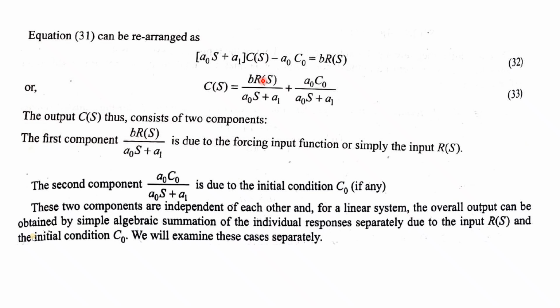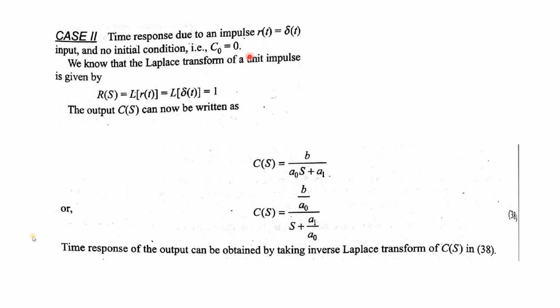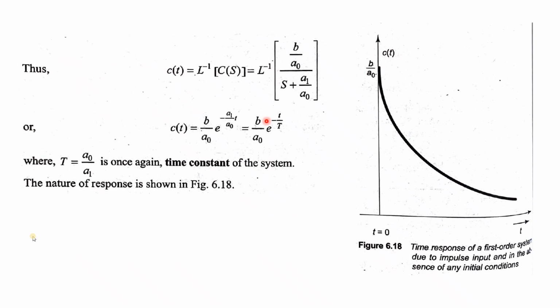In this case, it is told that the input is impulse. So that means R(s) becomes 1, input is impulse function, and initial condition is 0. So only C(s) will be B by (A0 s plus A1). So initial condition is 0, impulse is the input, so it is B by (A0 s plus A1). You have to represent it in the form of a first order system, that is s plus something. Okay, you have to represent like this.